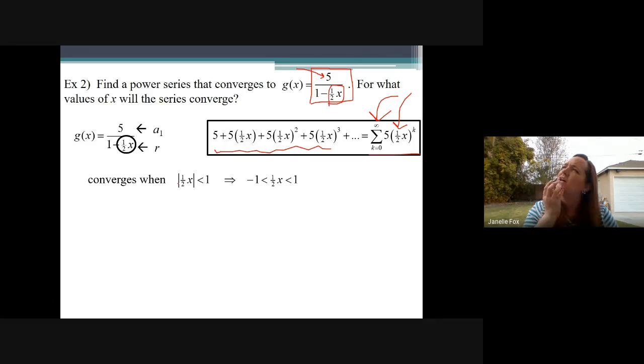Now, x is not by itself. No. I need to figure out a way to get x by itself. So how would I get x by itself? You're going to multiply by 2. But guys, there's kind of like 3 parts to this little inequality.